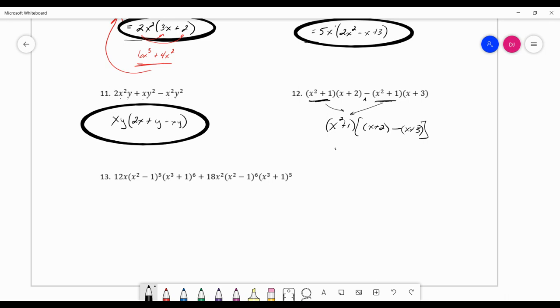Okay, so now inside that bracket, x plus 2 minus x plus 3, the x minus x are going to cancel, and then 2 minus 3 is negative 1. And we could even write that as negative x squared plus 1. So that factored a lot quicker, and a lot easier, and a lot cleaner than I was thinking it might based on how messy it looked.